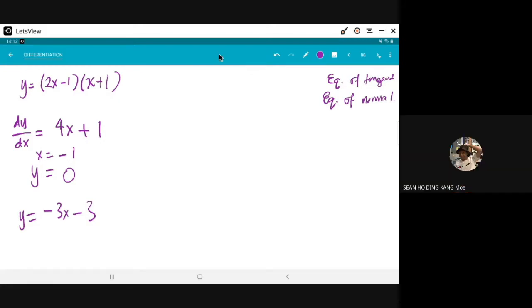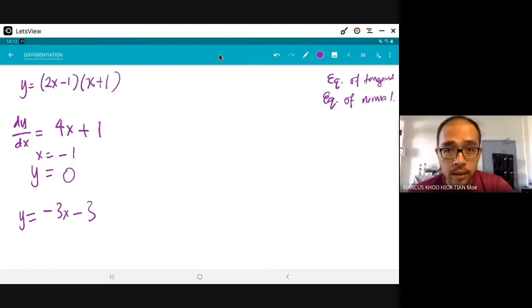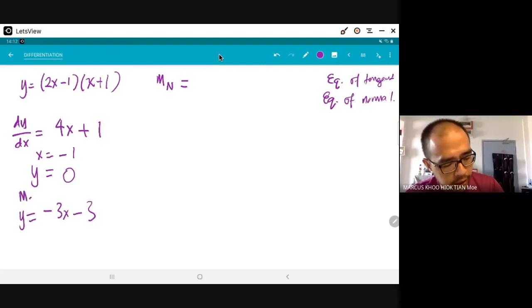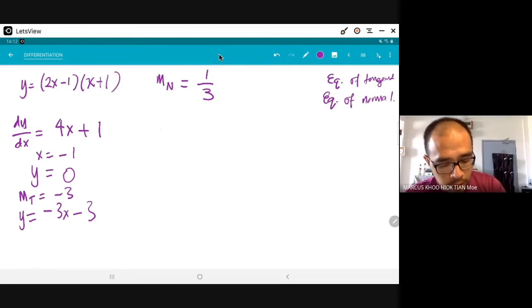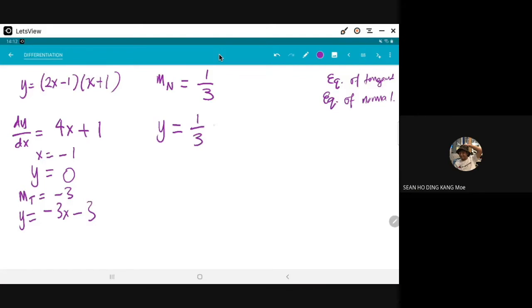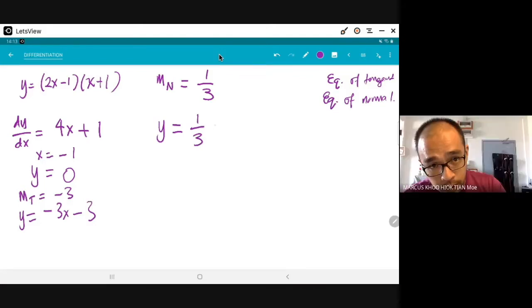Did you get it? Yes. Okay, then tell me what is the gradient of the normal? Sorry, what is the gradient of the tangent? It should be negative 3, right? Yeah. Okay, so what is the gradient of the normal? 1 over 3. Okay, gradient of the normal is 1 over 3. Then you do the same process. Sean, why don't you tell me what is the equation of the normal?